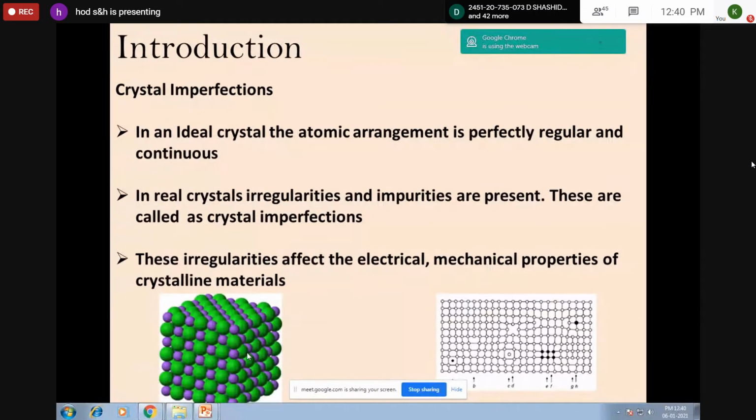So in the right side, in the second diagram, you can see there are certain deviations. Some vacancies are there, some atoms are missing, a line is missing, it's not in perfect order like that. So some irregularities and impurities are present. These are called crystal imperfections. So how are they classified, what are the different types of crystal imperfections? This we are going to discuss in this chapter.